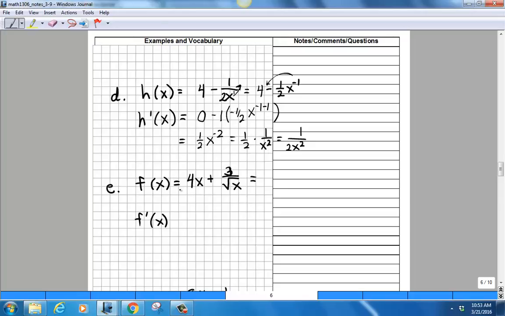So how can you rewrite square root of x as a power? So square root of x is x to what power? Almost. No, 1/2, right? Cube root is 1/3, so square root is 1/2. So you have 4x plus 3 over x to the 1/2 power. All right. So that's a great start, Sophia.